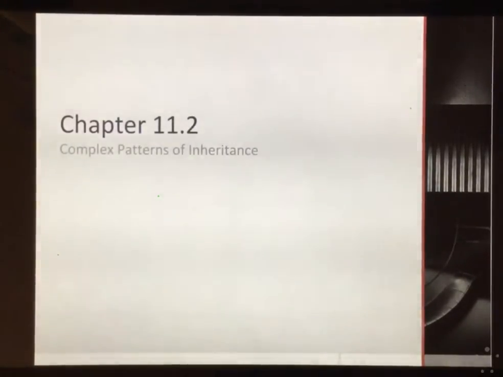Alright, today we're going to go over chapter 11.2, the complex patterns of inheritance, which is beyond what Mendel had explained to us about dominant versus recessive. So this is just an extension of our understanding of genetics. It's just a little extra, so bear with me and check it out.